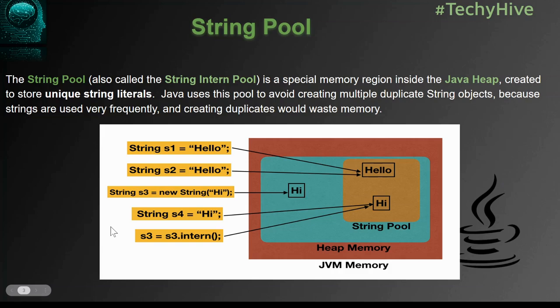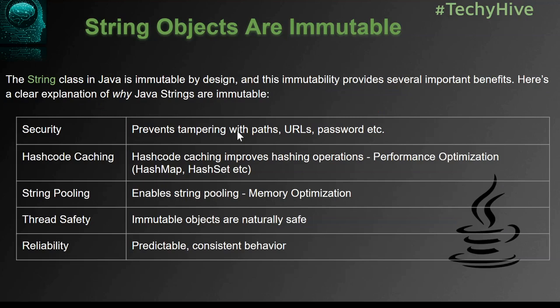That means if there is more than one string literal of the same type, then only a single instance of that literal is stored in the string pool, and the reference to that object is assigned to the different reference variables. Next, let's see why String is made immutable. The String class in Java is immutable by design, and this immutability provides several important benefits. Here is the list of the benefits.